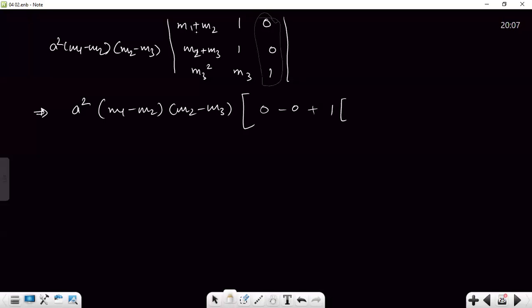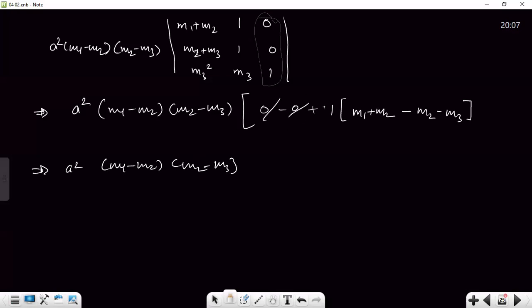1 multiplied by m1 plus m2 into 1 minus 1 into m2 plus m3. So m1 plus m2 minus m2 minus m3. That is the determinant. And also, m1 minus m2 into m2 minus m3. And this has become 0 minus 0, okay, 0. This has become m2 minus m2 cancels. This has become m1 minus m3.